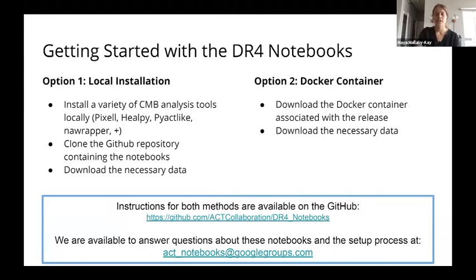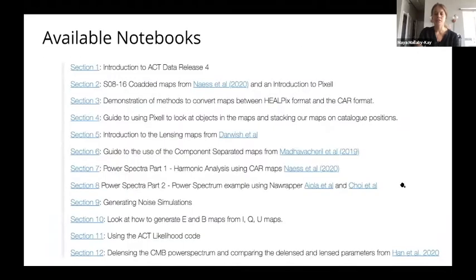So into the actual notebooks themselves, we have 12 notebooks that we've included here, and I'll give you a brief overview of them. The first couple are kind of introductions to the release itself, and Pixell. So this will complement the tutorial that Matt mentioned. And then we spend some time looking at the different data products. So we have a notebook specifically for lensing maps or specifically for the component separated maps.